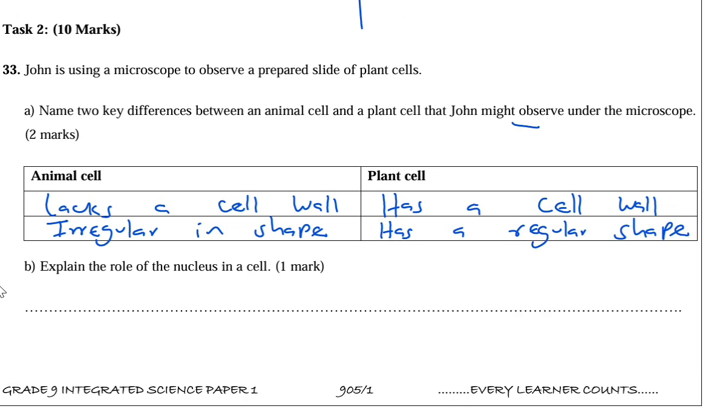Also, you can add another one. Animal cell lacks chloroplast. What about plant cell? It has chloroplast for photosynthesis, so it contains chloroplast. The chloroplast is very essential for the process of photosynthesis. Then we are done with part A. You continue with part B.